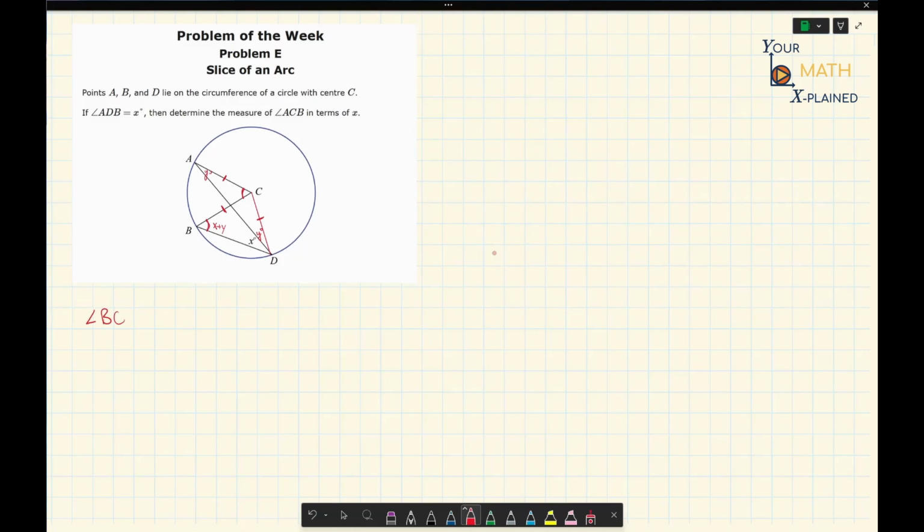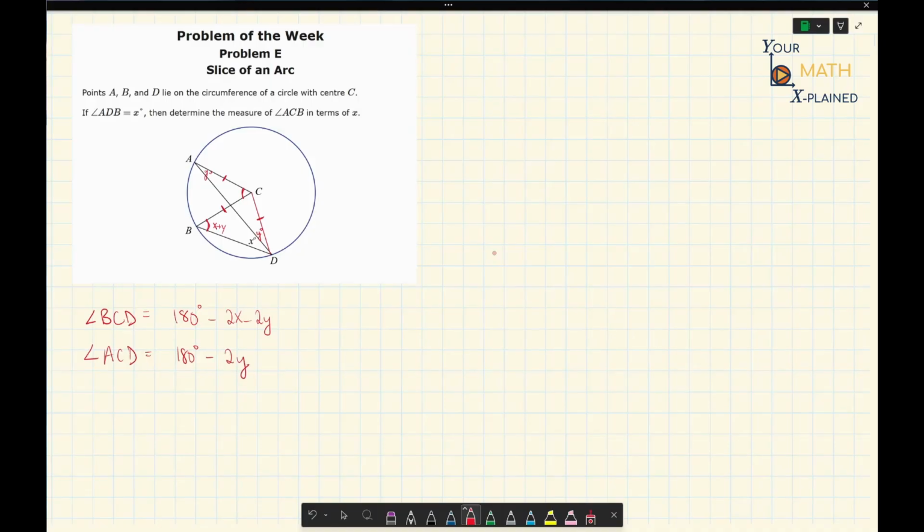When I look for angle BCD, because that's an isosceles triangle, I'm going to have 180, and then we're going to take away the x plus y and the x plus y, and that would leave us with the remaining amount. So that's 180 minus 2x minus 2y. We can do something similar for angle ACD. If we take a look at triangle ACD, we've got y and y, and then we're going to have 180 minus those two things. So we'll have 180 minus 2y.